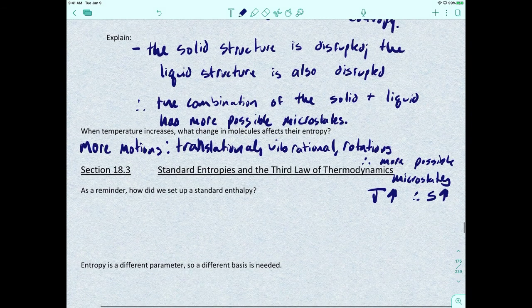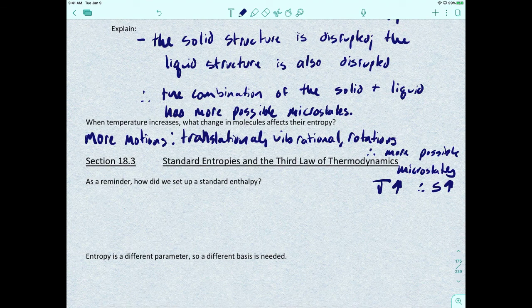Okay, so what we want to do is now take entropy and try to figure out if there's a way that we can use what we developed back when we talked about enthalpy and try to standardize it. So how do we set up a standard enthalpy? We measure something like this. Like we talked about the change in entropy, but in terms of formations. And this was what the symbol looked like.